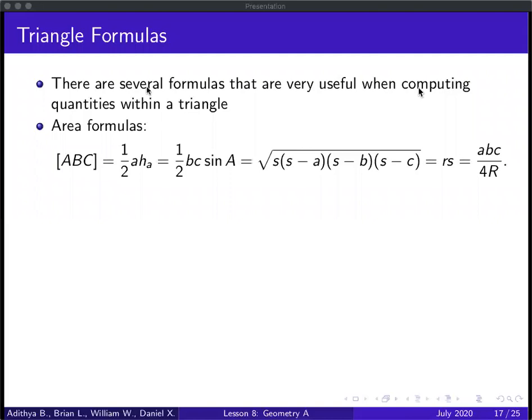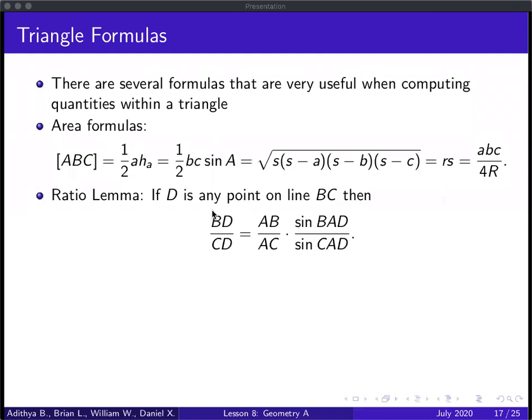The next one we have is the ratio lemma, which allows you to compute the ratio of any two segments lying on a side of the triangle, if you know the corresponding angles. So you can prove this with a couple of applications of the law of sines. This is just an often useful formulation of the law of sines. The next one we have is Stewart's theorem. Stewart's theorem allows you to compute the length of any arbitrary cevian.